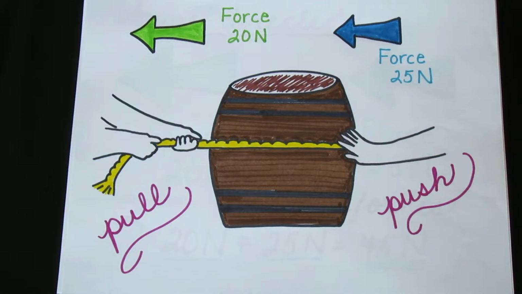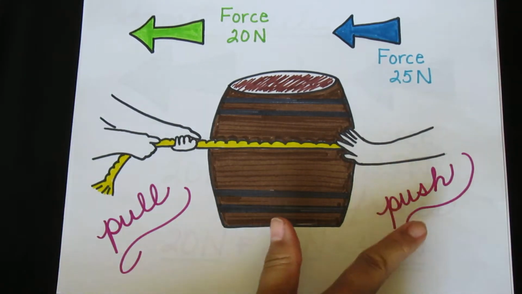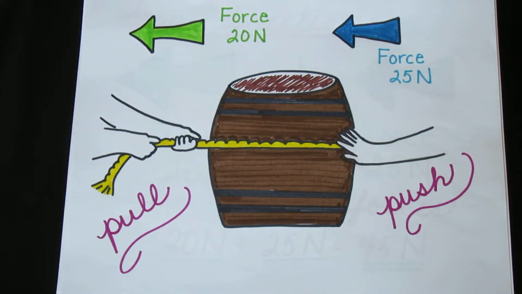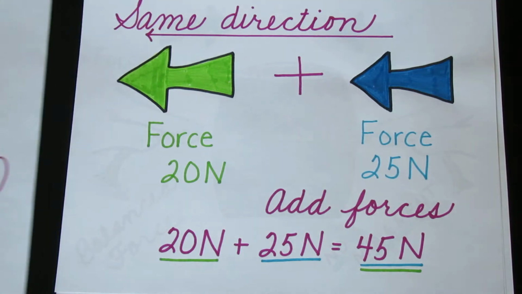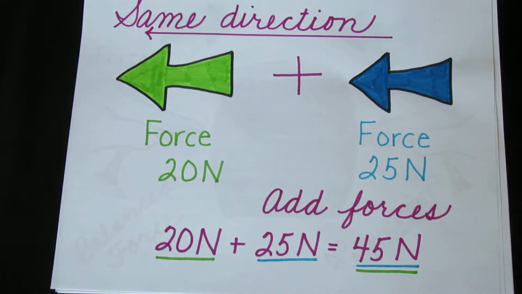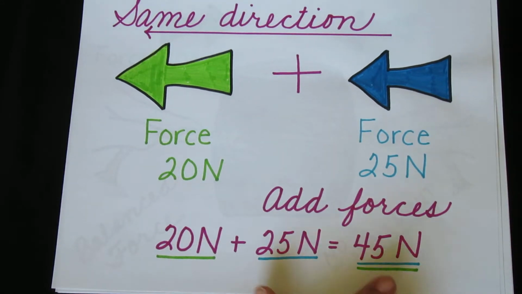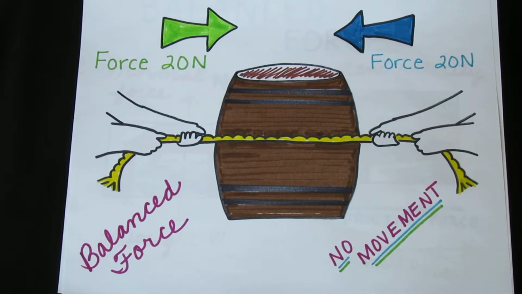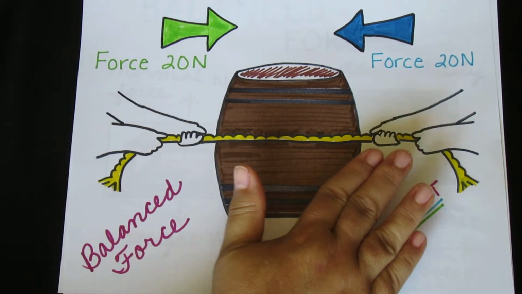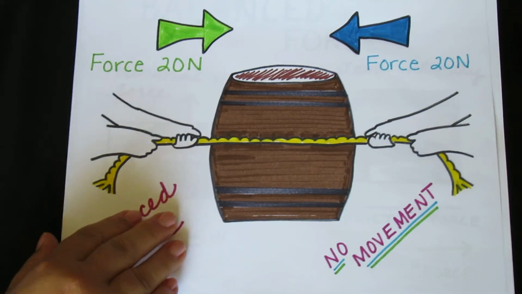This barrel is being pulled with a force of 20 newtons and pushed with a force of 25 newtons in the same direction. What is the net force? Since the forces are in the same direction, the net force will be a combination of the forces. Add the newtons together to find the net force. Now the barrel is being pulled with the same force from opposite directions. The force is balanced and there will be no movement.